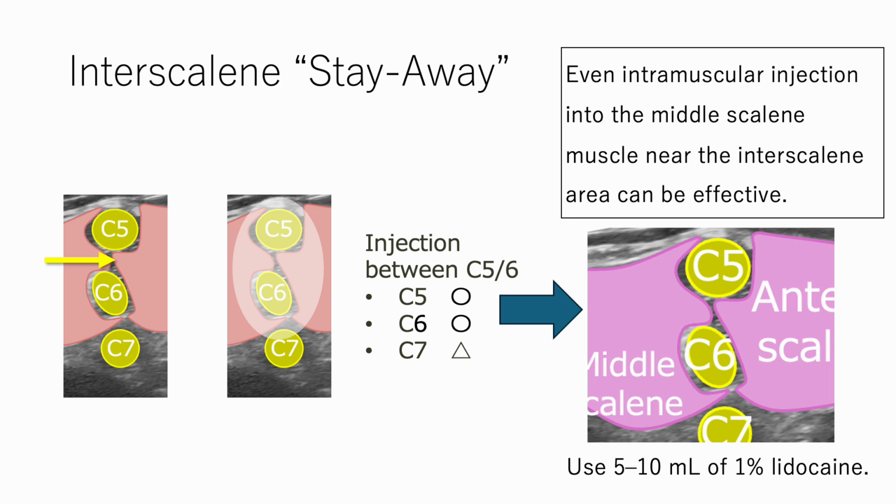In anesthesia, we often aim for shoulder analgesia by placing the needle between the C5 and C6 roots for the upper trunk.